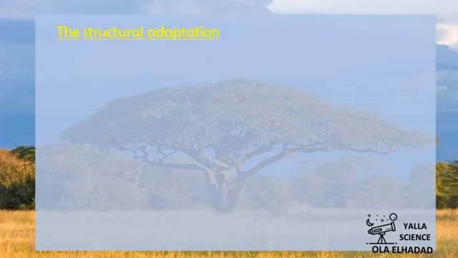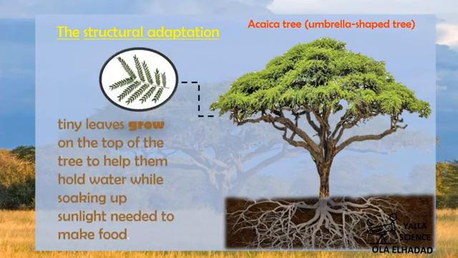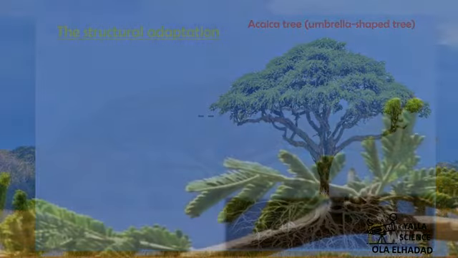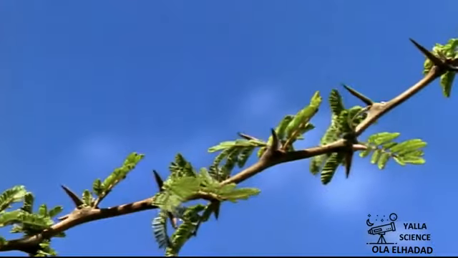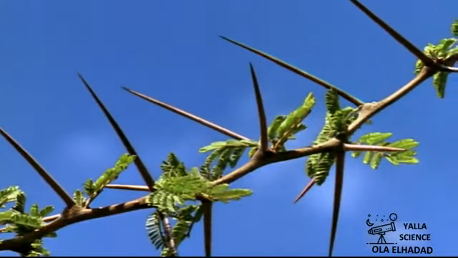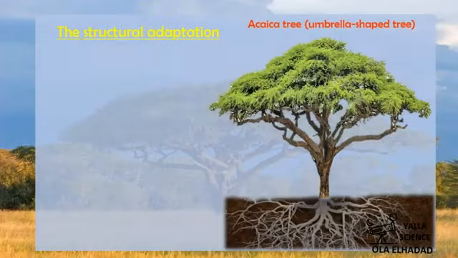What is the structural adaptation of the acacia tree? It has tiny leaves that grow on the top of the tree to help it hold water while soaking up the sunlight needed to make food. There are sharp spines around the leaves to prevent animals from eating them.